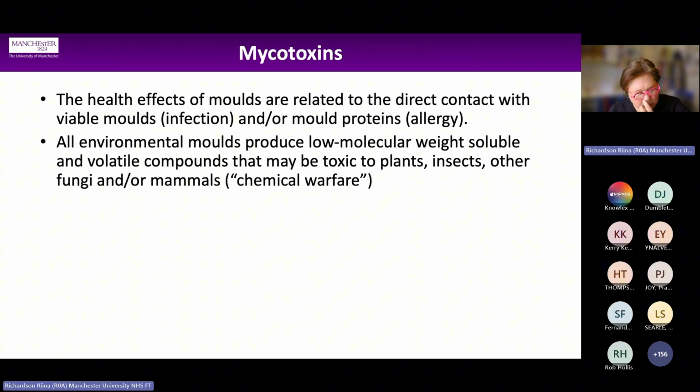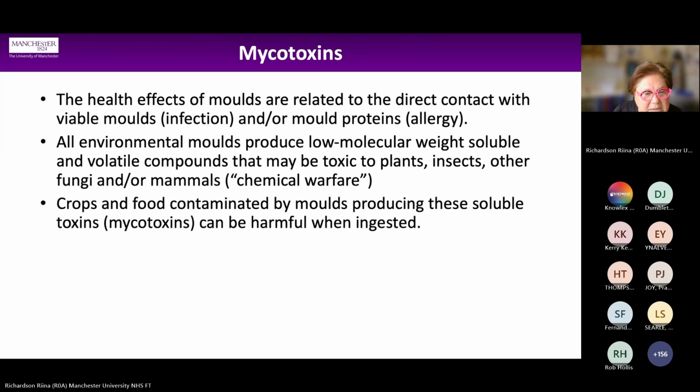Now, all environmental molds produce what we call low molecular weight, soluble and volatile compounds, VOCs, that can be toxic to plants, insects, other fungi, or mammals, like humans. This is what we call chemical warfare, and this is an example of what I said about the blue cheese. This is what they do, and that's how penicillin was originally found, as you probably all know.